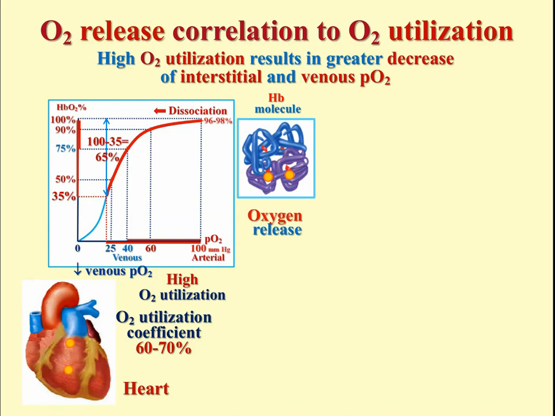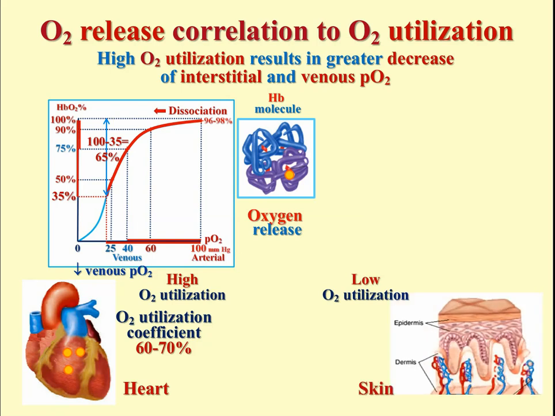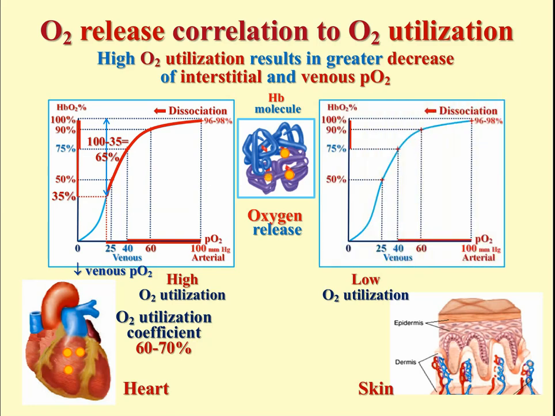Because the heart needs it, and hemoglobin provides, releases. So the poor content of oxygen is characteristic for venous blood that goes through venous vessels of the heart. The opposite case, with low oxygen utilization, we can consider the skin as an example. Skin cells, you remember, do not have great oxygen requirement, they don't have a great metabolic rate, and they therefore do not decrease PO2 much. So in venous vessels, PO2 is closer to arterial, not exactly equal, but closer.